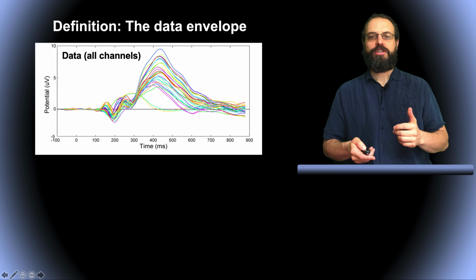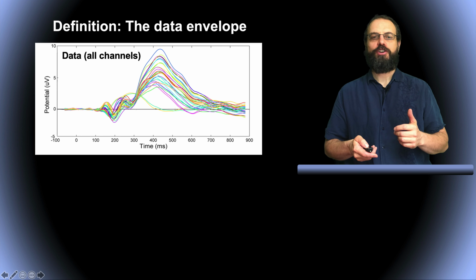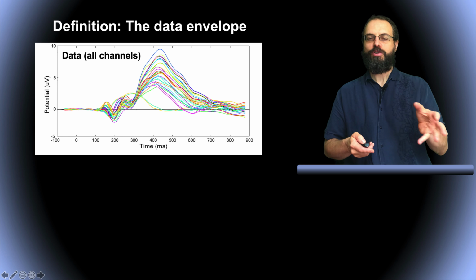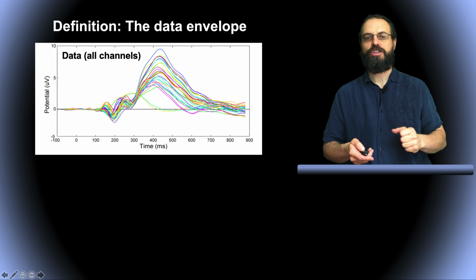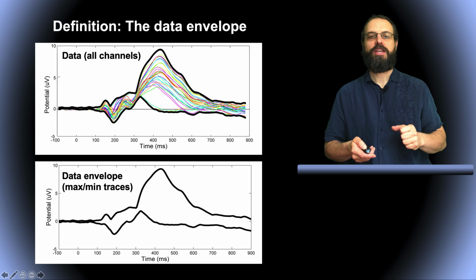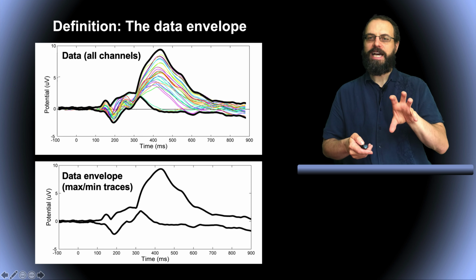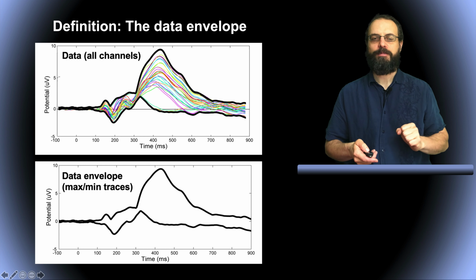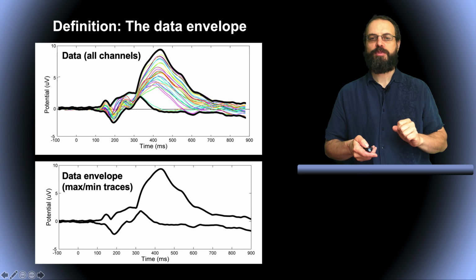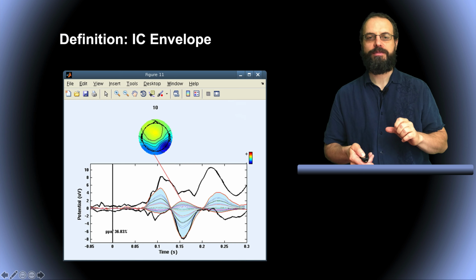Now we're going to define what we call the data envelope. We have the data, that's all the channels, so the trace for each of the channels, and what we call the envelope is the mean and the max trace at each latency. We can define that for channels, but we can also define that for components.